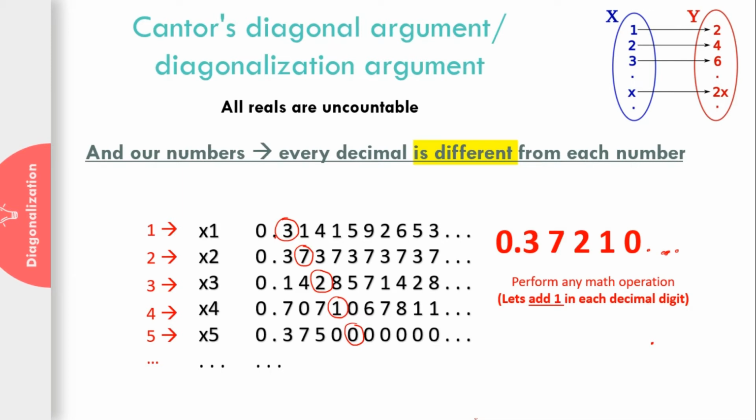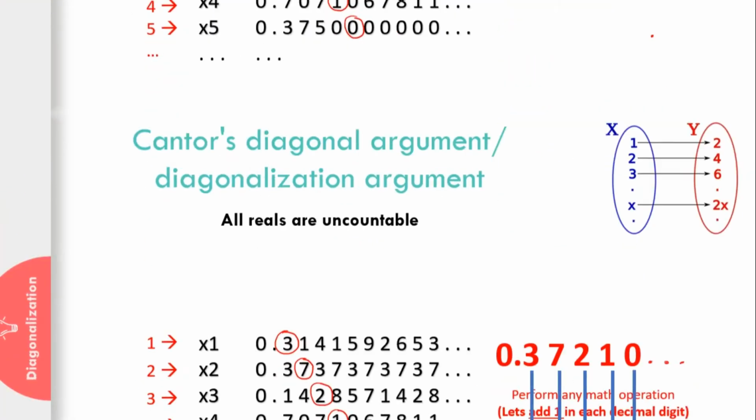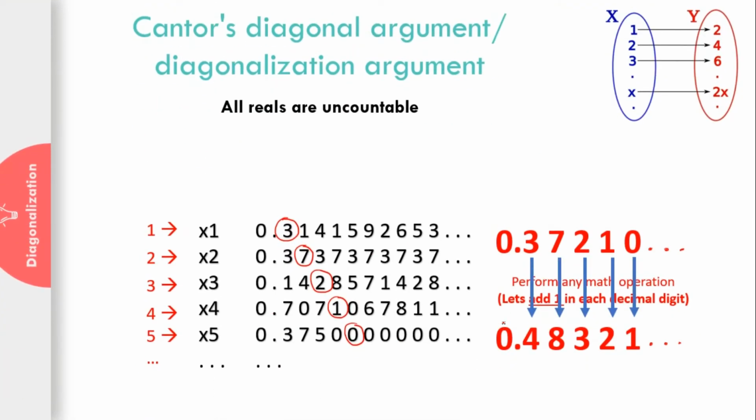That number becomes 0.37210, and so on. Now, this number will be present in the list, but to disprove the theorem, we have to get a number which is not present in the list. So we perform a mathematical operation on the individual places. We add 1 to each and every decimal place. So the final number we get is 0.48321.